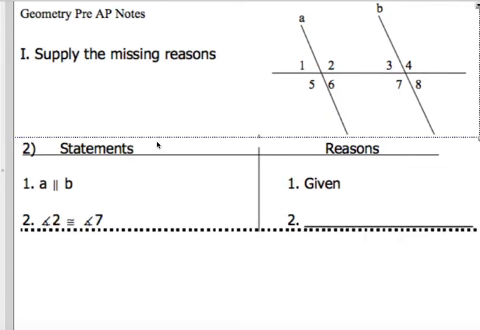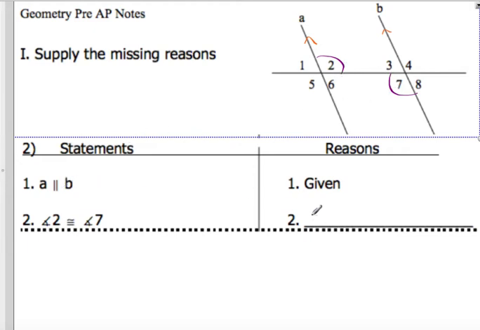The second one on the page, again, it starts with A parallel to B. So we have A and B parallel. And in this one, they're saying that angle 2 is congruent to angle 7. So finding angle 2 and angle 7, we want to say that those are congruent. Our reason that those would be congruent, again, is tied to the angle pair that they are.